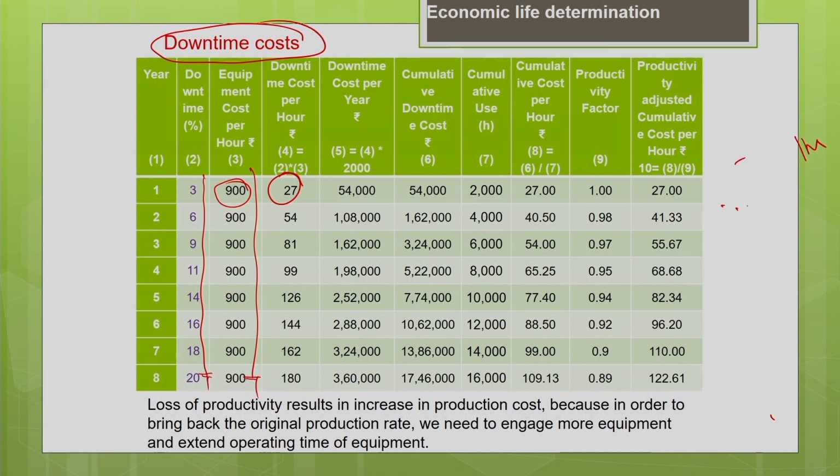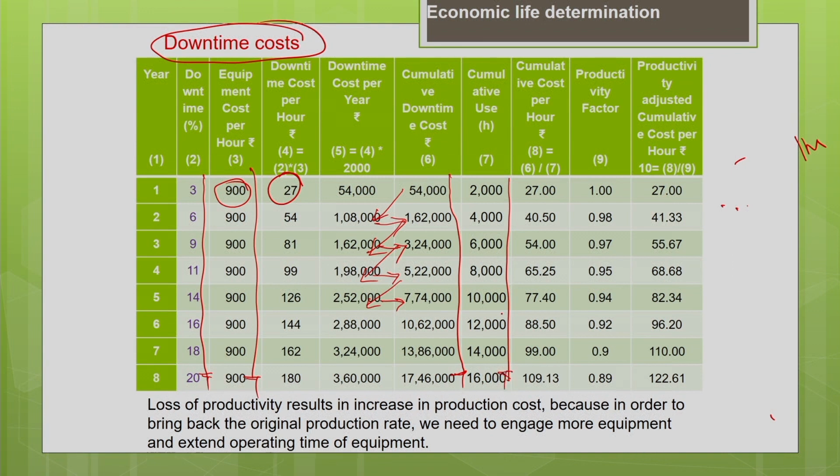Now, you find the cumulative downtime cost. Everything is done on cumulative basis. So, find the cumulative downtime cost by adding it. So, 54,000 plus 1,08,000 gives you 1,62,000. 1,62,000 plus 1,62,000 gives you 3,24,000 for the third year. So, like that you keep on adding it, you will get the cumulative cost. Now you know the cumulative usage, every year it is going to be 2000 hours, you add it.